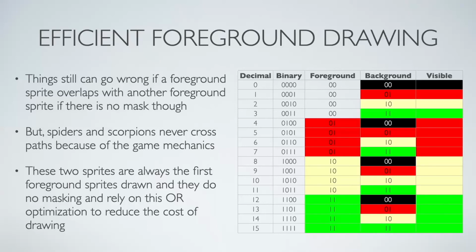Turns out spiders and scorpions never cross paths on the screen. A scorpion is always in the upper 2/3 of the screen and the spider's in the bottom third. So in the game loop, the scorpion is drawn first after the dirty tiles. It doesn't need to do any masking because there can't be anything in the foreground at this point. Then the spider is drawn. Again, the assumption is made that there cannot be anything overlapping with the spider and no masking is required because the only thing in the foreground at this point is a scorpion and they never cross.